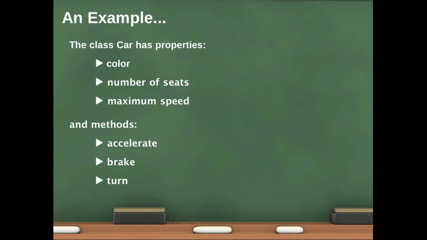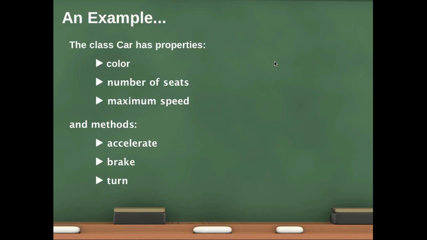So here's an example of a class. We can say there is a class named Car. By the way, by convention, our class names all begin with an uppercase letter, and property and method names begin with a lowercase letter and are in camel case. In other words, they begin with a lowercase letter, and then all the words are run together with each word after the first being capitalized. So a class named Car would have properties: color, number of seats, maximum speed, and so forth.